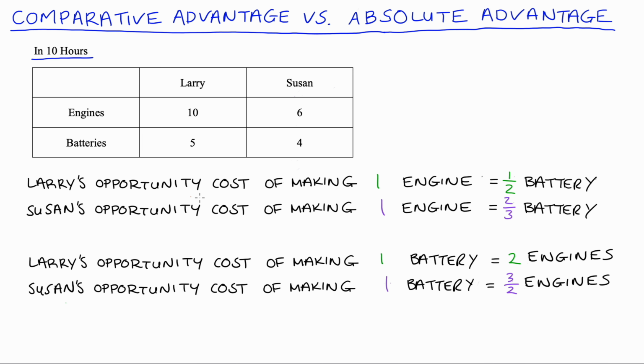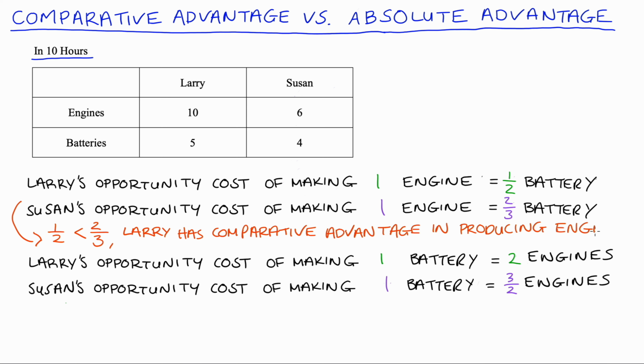All right, so we have our opportunity costs here for each good across both of our actors. And you can see that Larry's opportunity cost of making 1 engine is equal to a half of a battery. That's how many batteries he gives up if he makes 1 engine. While Susan's opportunity cost of making 1 engine is 2/3 of a battery. Now, 1/2 is less than 2/3, so Larry then has the comparative advantage in the production of engines because when he makes 1 engine, he gives up less battery relative to Susan.